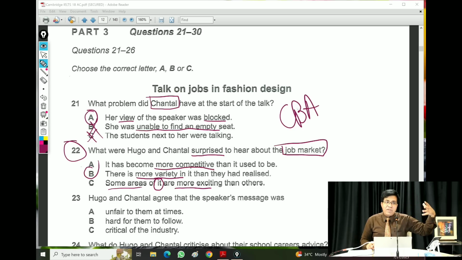So when you haven't even thought of something, that is surprising for you, right? Like fashion journalism, for instance. I wasn't expecting so many career options.